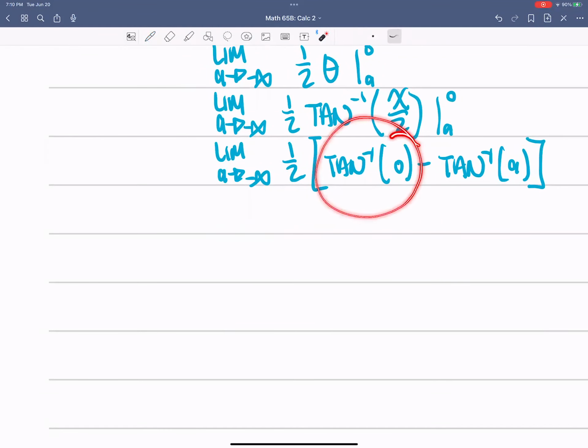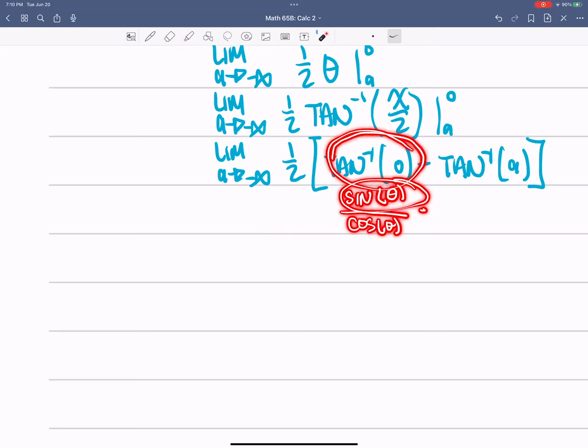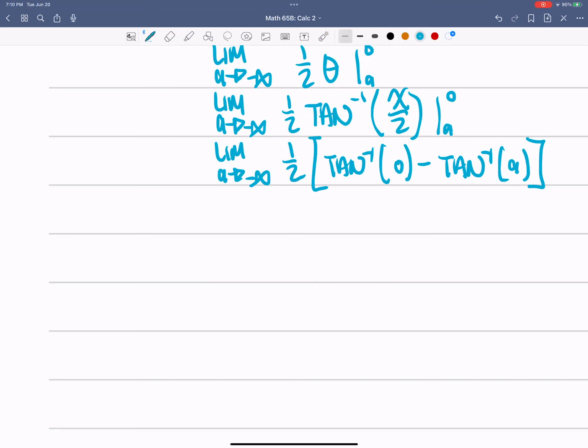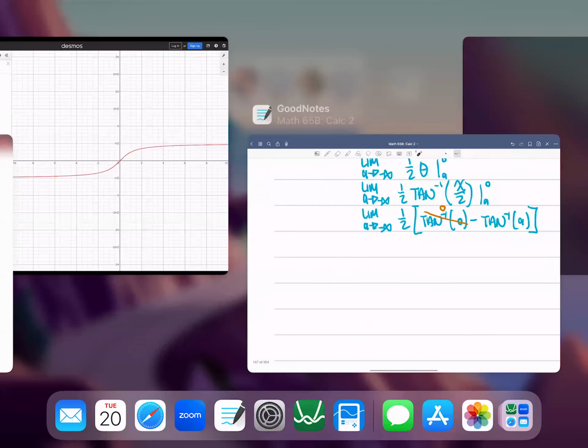So when is tangent inverse equal to 0? Sine theta, cosine theta. When sine is equal to 0, this inverse part will be 0. So when is sine equal to 0 on its interval? It's going to be here at 0, so this part goes to 0. And here now we're looking at tangent inverse of negative infinity. I could tell you what the solution is, but let me just show you what it ends up being.